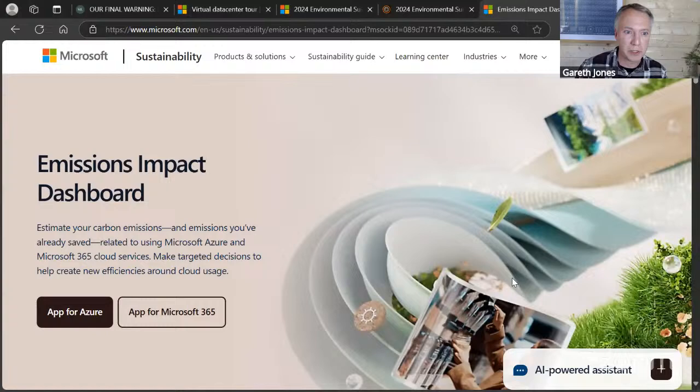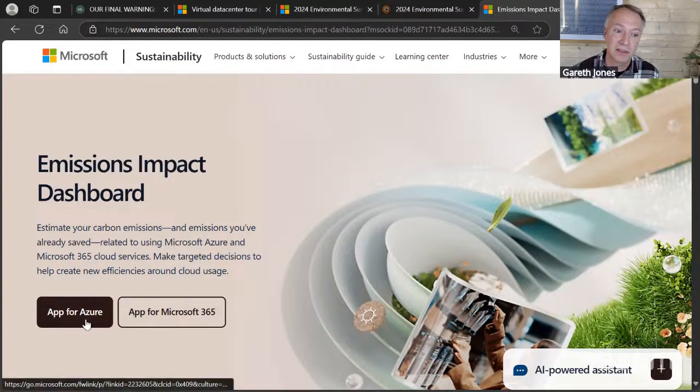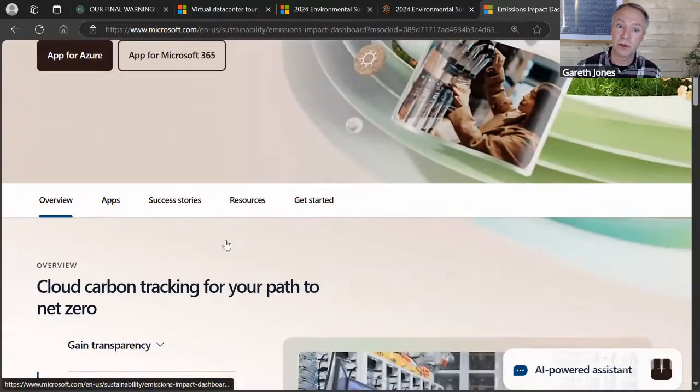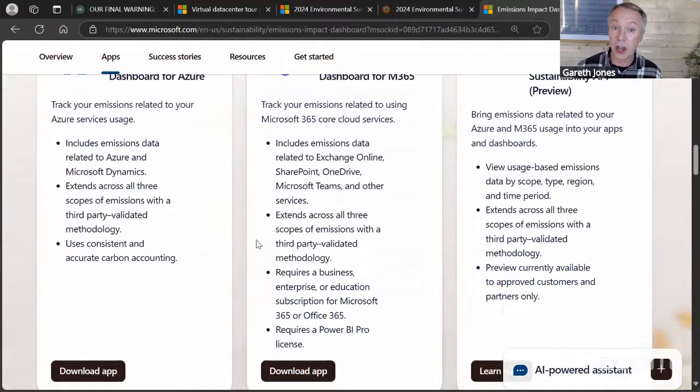From a Microsoft perspective, we go back to technology again, because that's what we do. We talk about technology on these calls. You've got this emissions impact dashboard, and this is free to use. You know, you've got an app for Azure and an app for Microsoft 365. And you can go into those apps, and they will give you an overview essentially of your emissions.